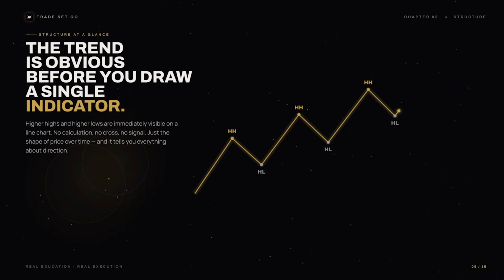The amazing part of a line chart is that you are able to determine the trend very, very easily. As you can see here, the higher highs developed and higher lows developed. That will give us an indication that the market is trending upwards.